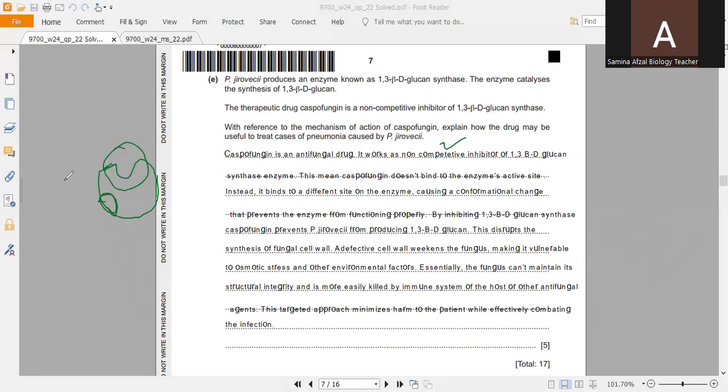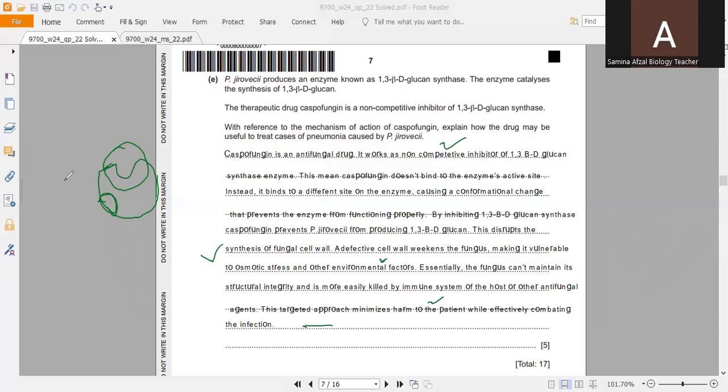This disrupts the synthesis of the fungal cell wall. A defective cell wall weakens the fungus, making it vulnerable to osmotic stress. So the cell wall protects the cell. When there is a weak cell wall, it will not bear the osmotic stress and other environmental factors, so it will burst. Essentially, the fungus cannot maintain its structural integrity and is more easily killed by the immune system of the host or other antifungal agents. So this targeted approach minimizes harm to the patient while effectively combating the infection.